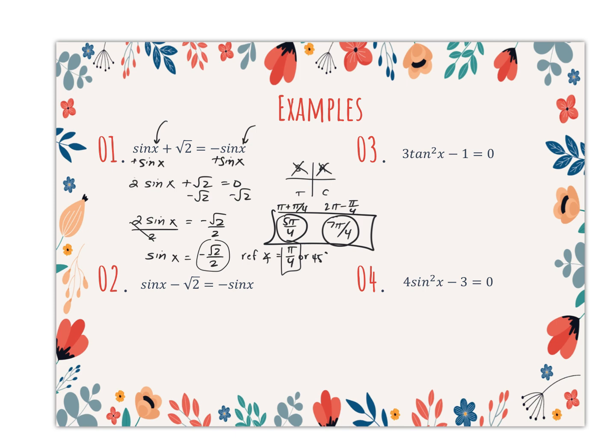So let's go to number 2. Again, we're going to do the same thing. We're going to add sine x to both sides. And so I come over here and I get 2 sine x minus radical 2 equals 0. I'm going to add radical 2 to both sides, and I'm going to divide by 2. And I'm going to get sine x equals radical 2 over 2. And notice that it's positive.